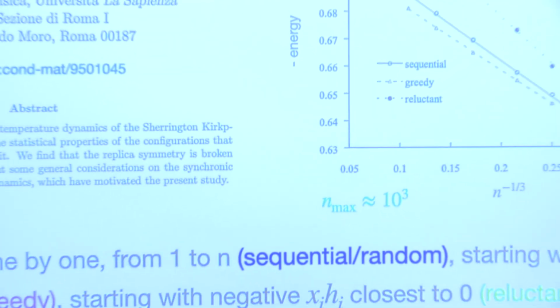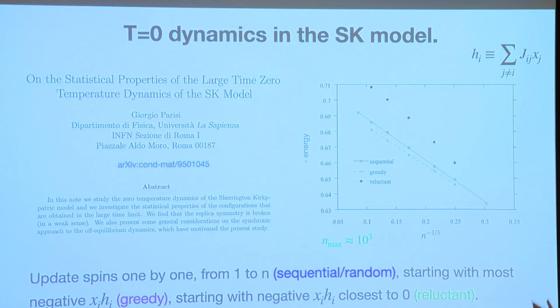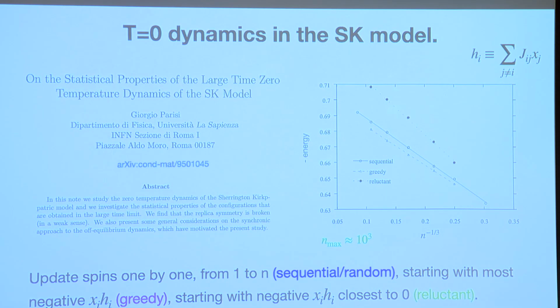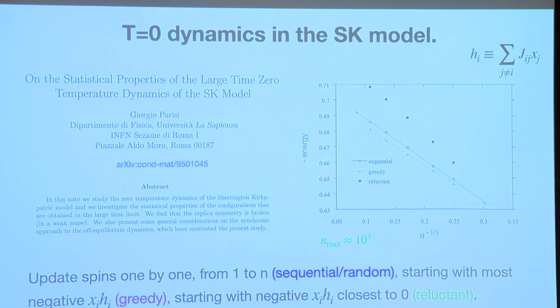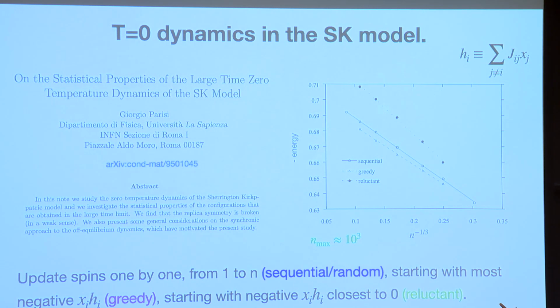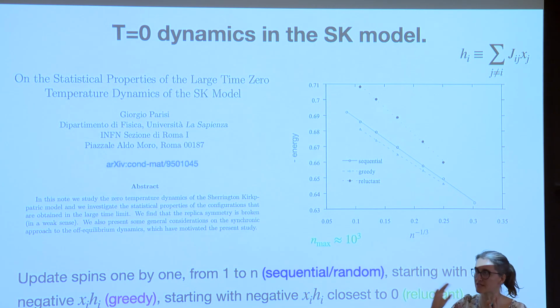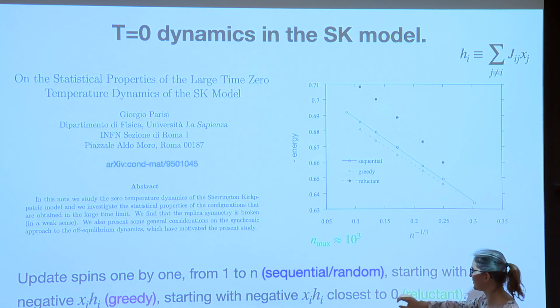Look at the title: Large time zero temperature dynamics of the SK model. So that's the type of dynamics we are looking at. And he looks at 3 versions. First of all, he updates the spins one by one, not all at once, but one by one. And in 3 different orders. Either he takes a random order or sequential order, which makes essentially no difference. So let's say random order.